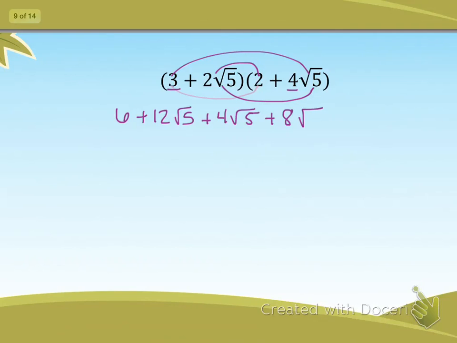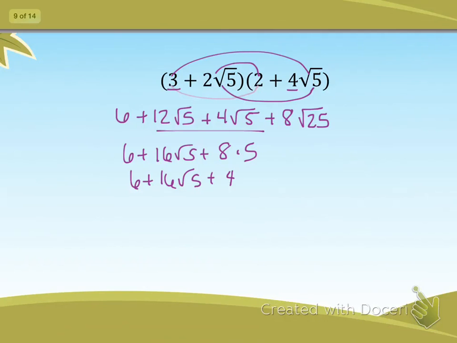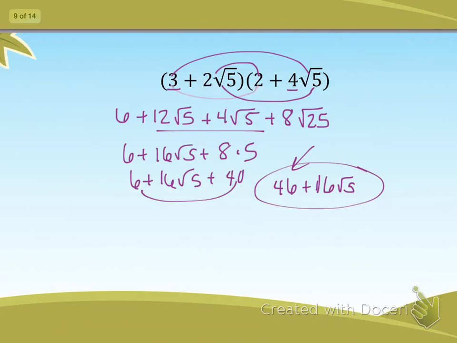Square root of 5 times the square root of 5, so 5 times 5 is 25. We can combine these to get 16. Square root of 25 is 5. 8 times 5 is 40, so we're going to change that to a 40 so that we can then combine these to get 46. So 46 plus 16 square root of 5. And then we cannot combine those because this does not have a square root of 5 attached to it. Adding, subtracting, they have to have the same radical and thing underneath the radical.